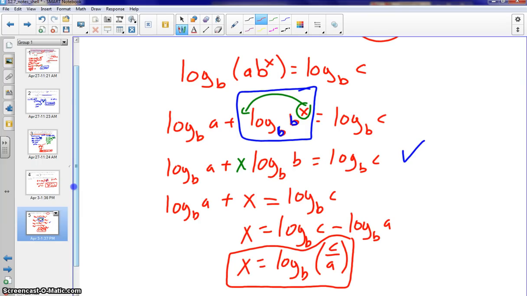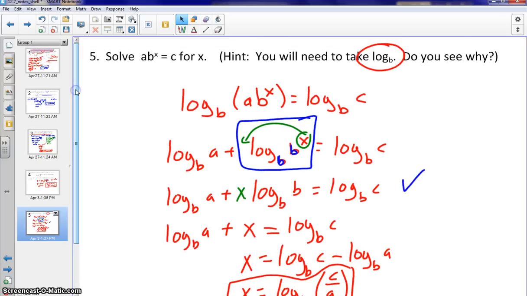Let's go back to the question up at the top. Do you see why we need to take log base b of both sides? And it is because we have b raised to the power of x. So we would need to get rid of that b.